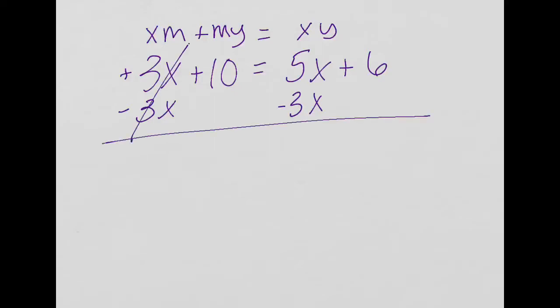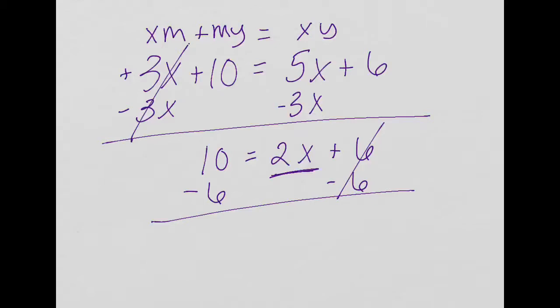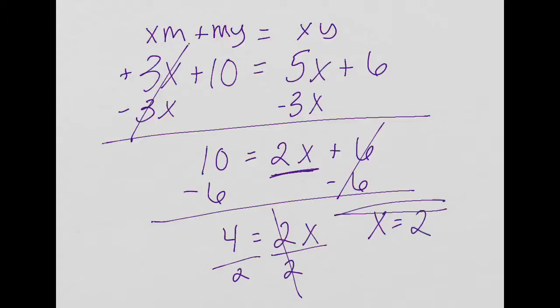3x and negative 3x cancel out, leaving me with 10 is equal to 5x minus 3x, which is 2x, plus 6. So now that I have the variables all on the right side, I'm going to move that constant of a positive 6 to the left by doing the opposite, minus. 10 minus 6 is 4. 4 is equal to 2x. Now I have one more step, to divide by 2. And 4 divided by 2 is 2. So my answer would be x equals 2.